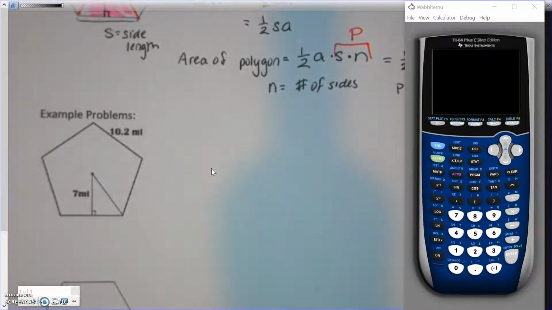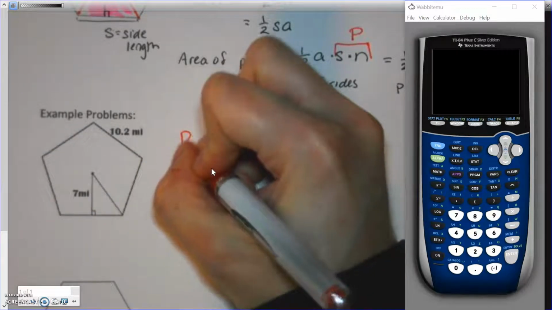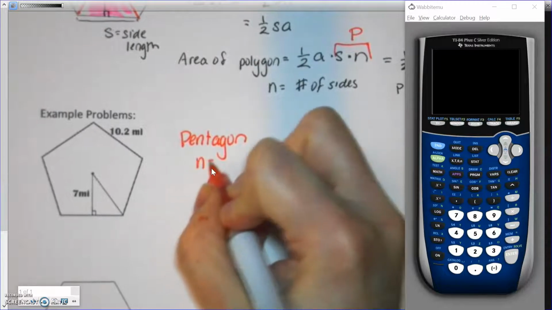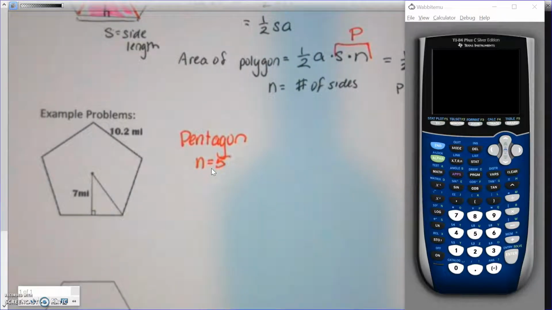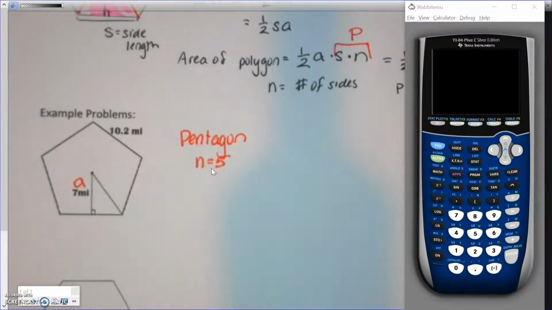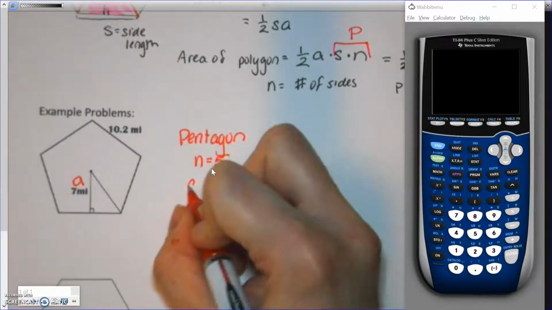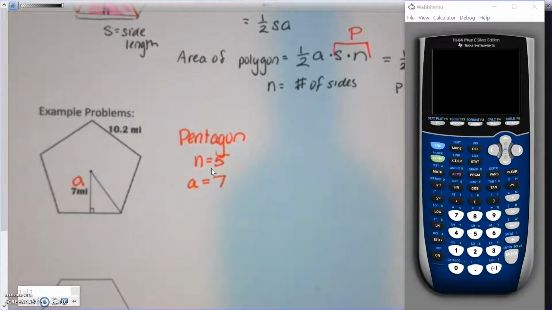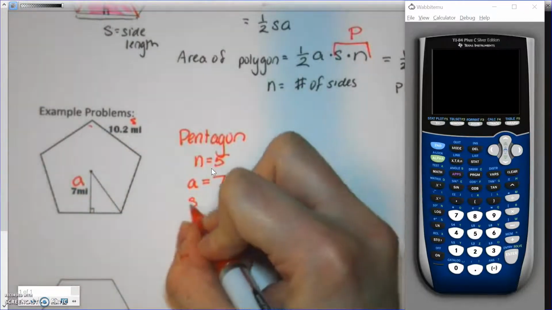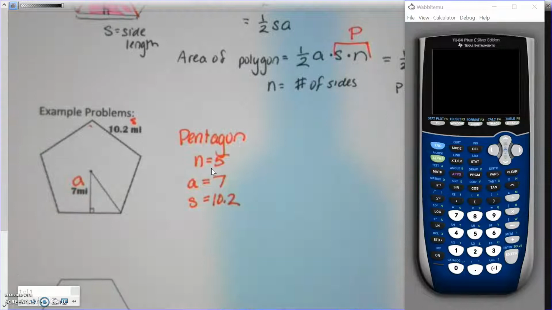So let's do some examples, and we're going to start off with an example where they give you all the values that you need. So in this example, I have a pentagon. So I know that n is 5. They also give me this side right here, which we know is our apothem. So I know that my A is 7. And then they give me a side length. So I know that S is 10.2.